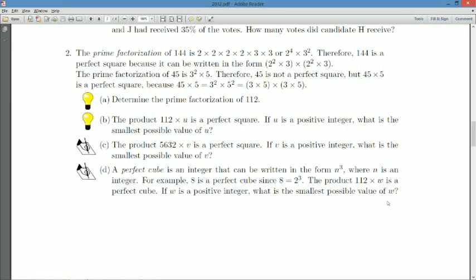Okay, so we're back to using 112. Now, fortunately, we have its prime factorization. But to get a perfect square, we needed even exponents. We can modify this rule to get perfect cubes. I'll show you what I mean.